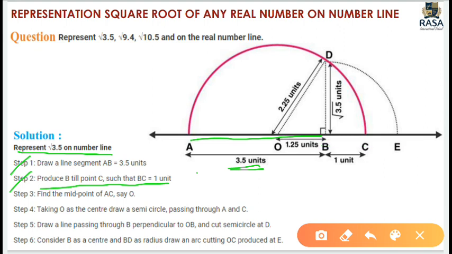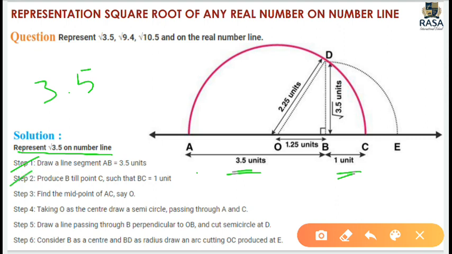So here what we have done, in step number 1, we drew a line segment of 3.5, which we have drawn over here as AB, and then we have produced B till C, such that BC is equal to 1 unit. So the value which is under the root is 3.5. We have drawn a line segment AB of 3.5 units, and then we have produced B to C such that the distance BC is 1 unit.